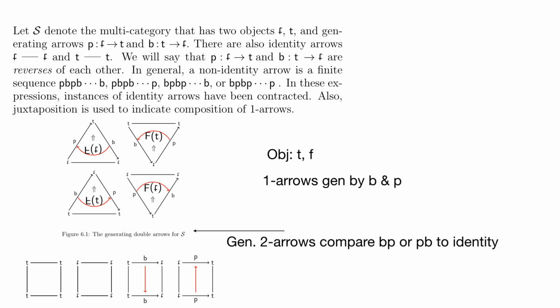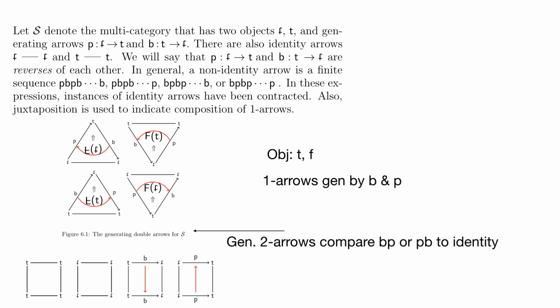There's an upside down arrow F of T, there's a right side up arrow F of T, and there's a right side up arrow F of F. So those are how we compare the various compositions of either P and B with the identity on F or with the identity on T. We also have double arrows, which are the identity on the identity on T, the identity on the identity of F, and the identity on B and the identity on P.